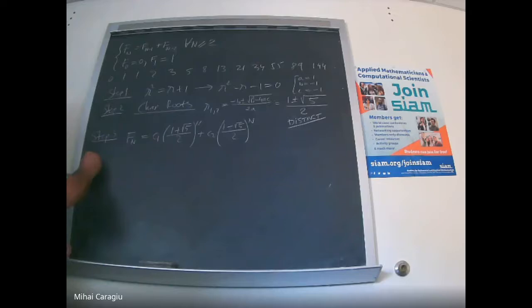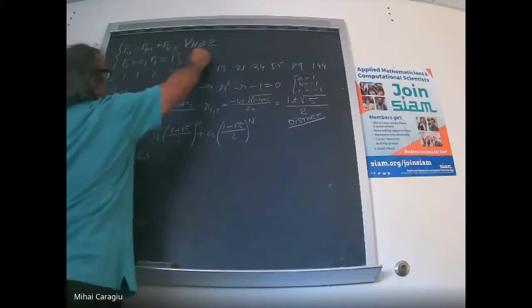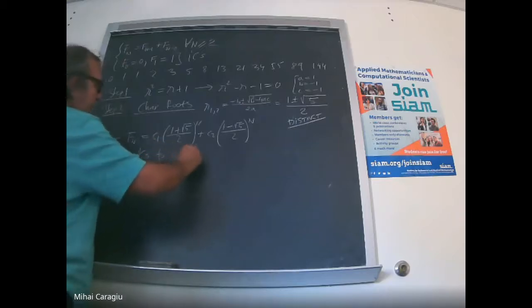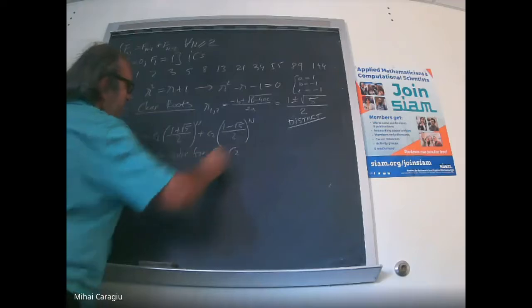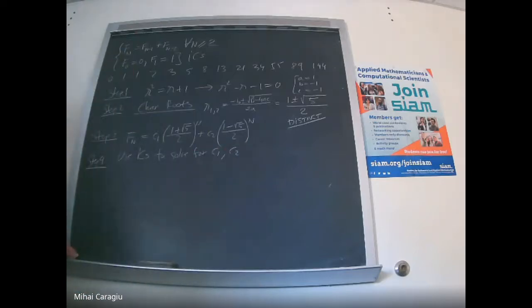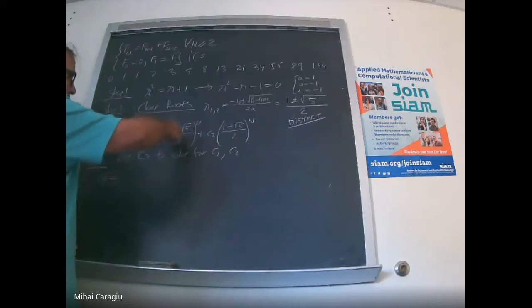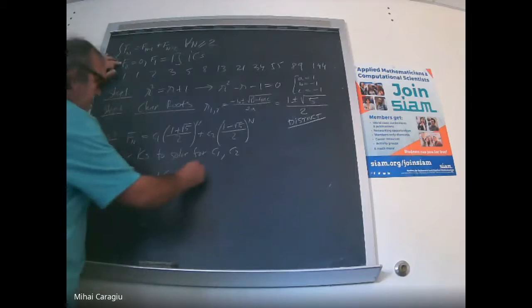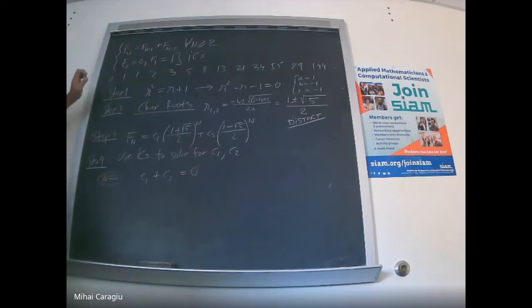Step 4. Use the initial conditions, F0 equals 0 and F1 equals 1, to solve for C1 and C2. We do it exactly as we always do. Set n equals 0. C1 times ((1 plus root 5) over 2) to the power 0, that's a 1. So C1 plus C2 equals F0, which is 0. So C1 plus C2 equals 0.